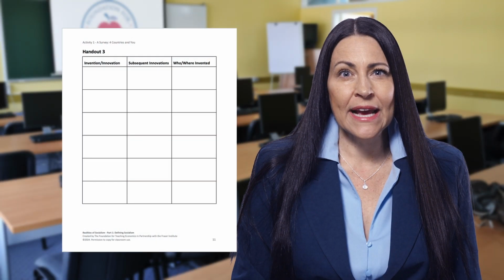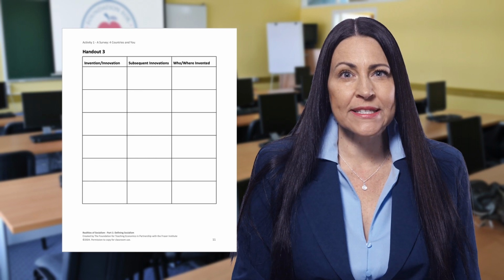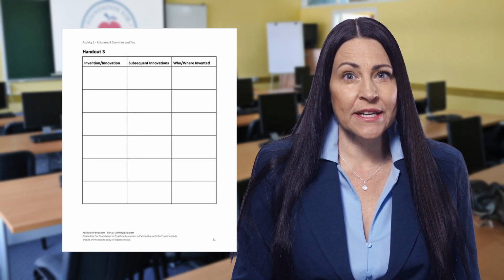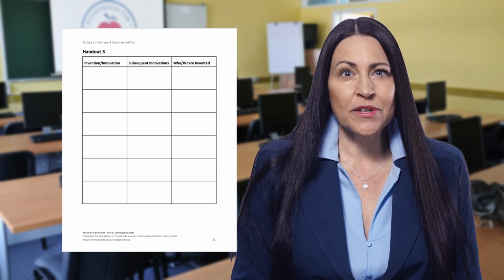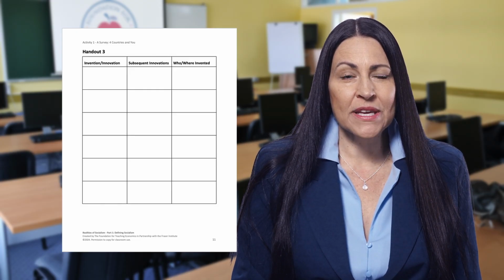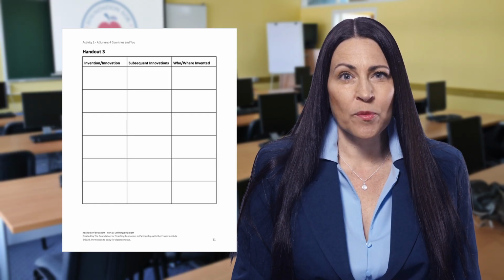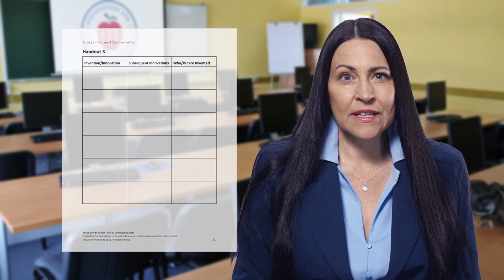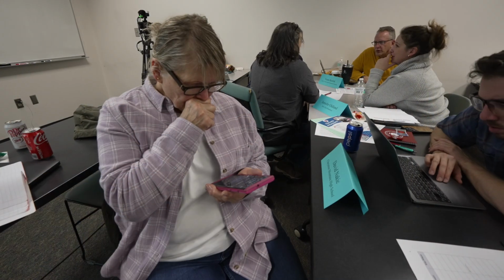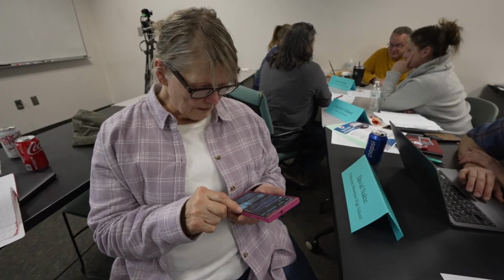Next, give each group a copy of Handout 3 and ask them to develop a list of 4 to 6 important inventions or innovations of the 21st century. Have them include any innovations that have resulted from the initial invention and to include who the inventor was and where it was invented. Allow students to use their phones or computers to help with this part of the activity.